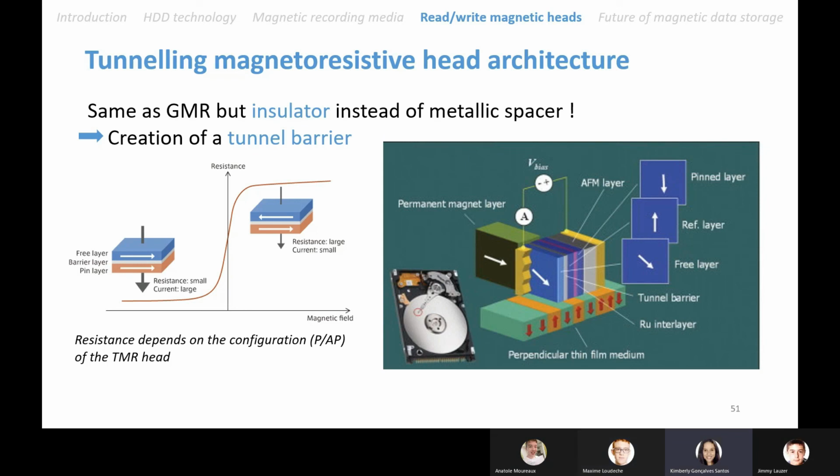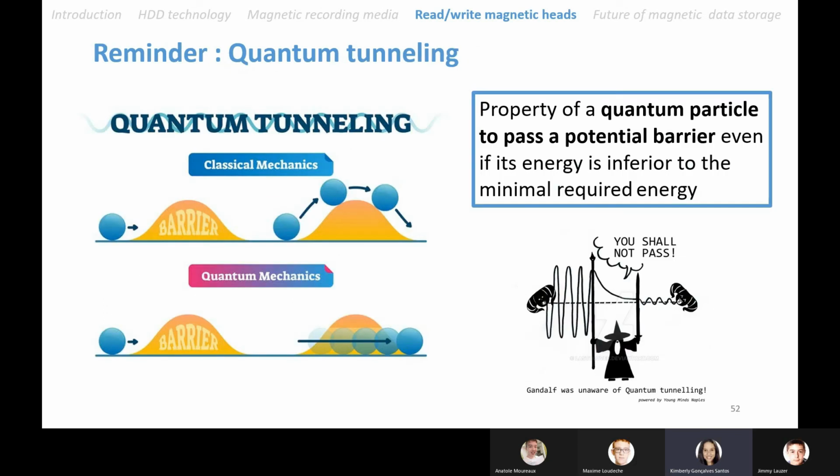The TMR reading head architecture is quite similar to the GMR's one. The big difference is that the metallic spacer has been replaced by an insulator that will play the role of a tunnel barrier. And like for GMR heads, there will be a high resistance configuration and a low resistance configuration. This time, the high resistance configuration is the anti-parallel one, and the low resistance configuration is the parallel one. So let's take a closer look at the principle lying behind tunneling magnetoresistance.